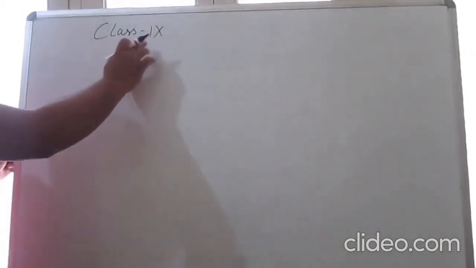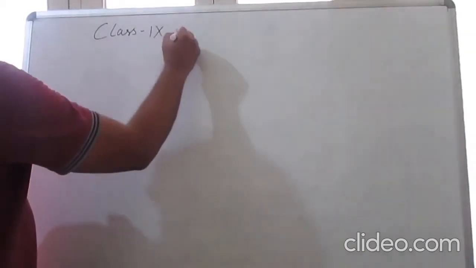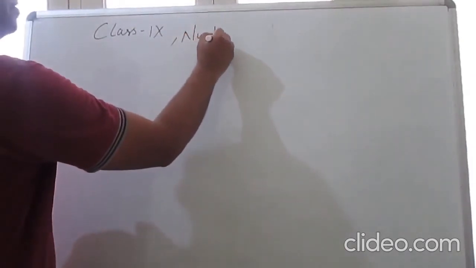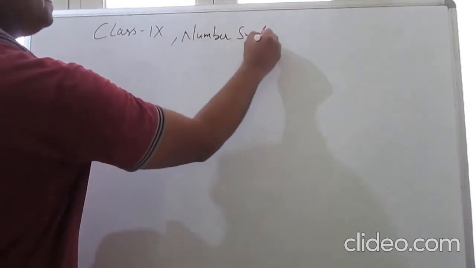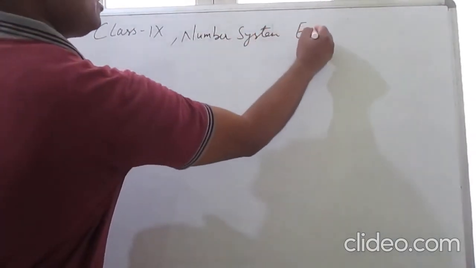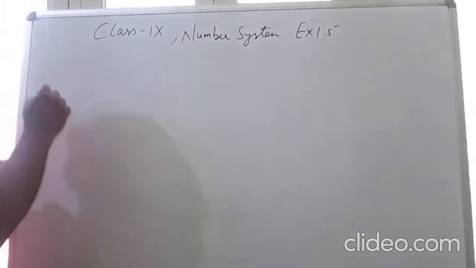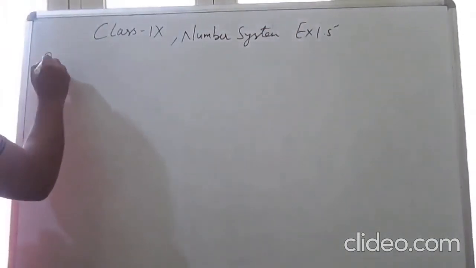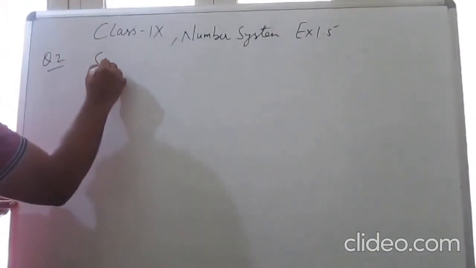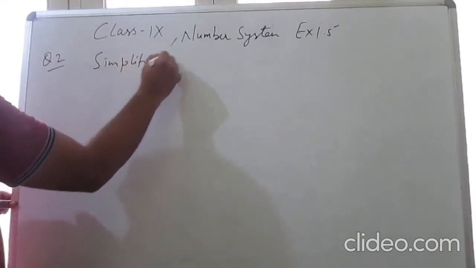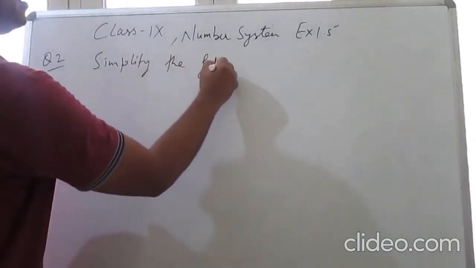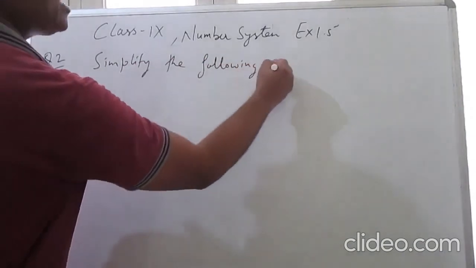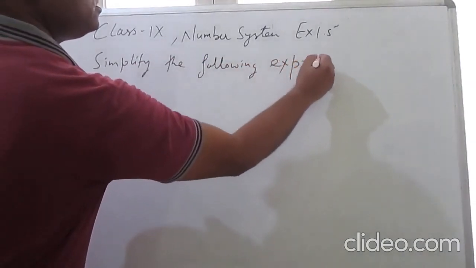Dear students, class 9, chapter 1, number system. Exercise 1.5. Question number 2. Simplify the following expressions.